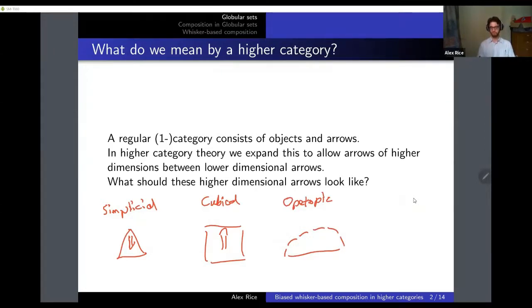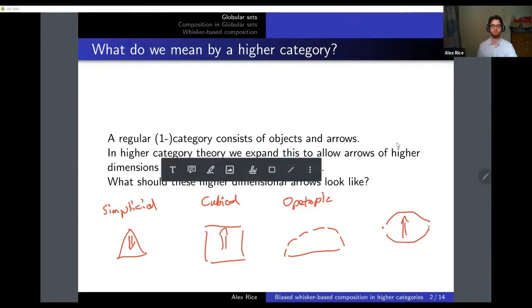But today's talk, we're going to focus on globular sets, and these arrows look like this. So I've drawn a 2-dimensional arrow here. So the idea is that these dots, I can use them. You can see the mouse, right? Can someone nod if you can see the mouse? Okay, just go with that.